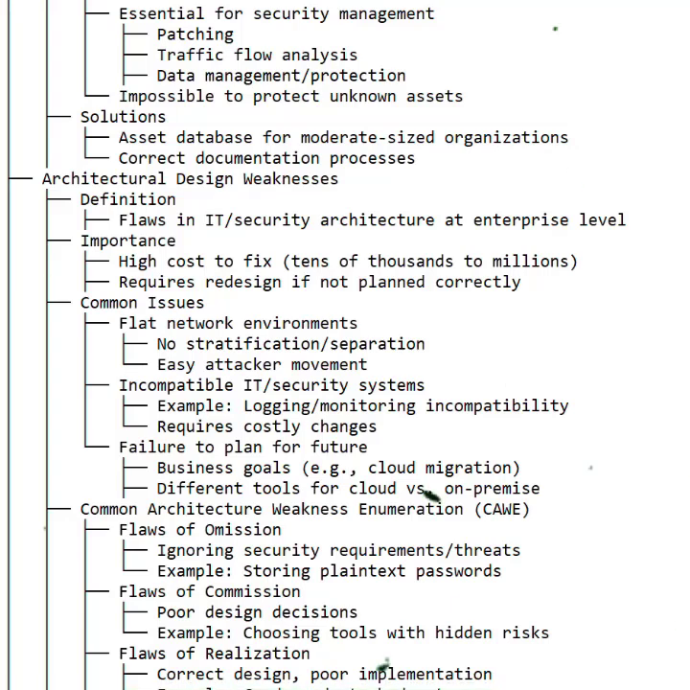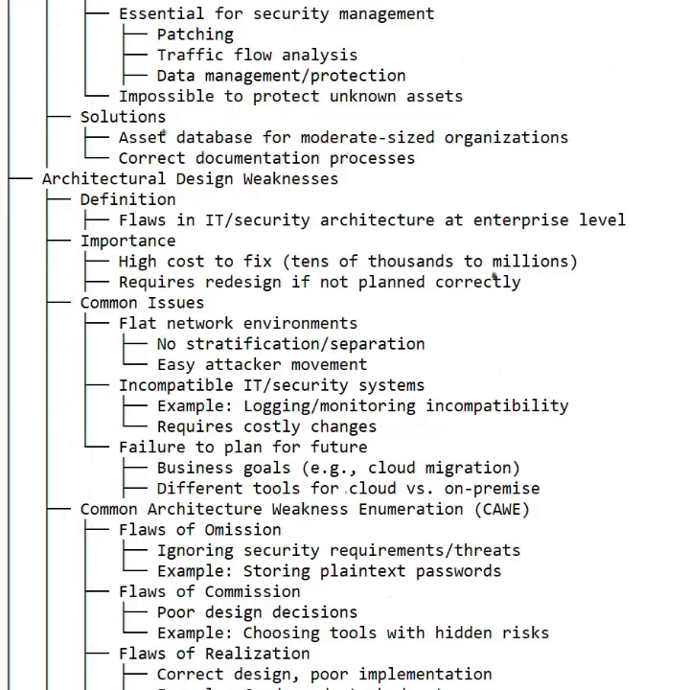Ouch. Some common screw-ups. Flat networks are a classic. Imagine one big open network where everything's connected. If a hacker gets into one machine, they can hop around like it's a playground. You want stratification. Think separate zones for different parts of your network. Another issue is when IT systems don't play nice with security tools. Maybe your logging system can't talk to your new servers, so you're blind to what's happening.